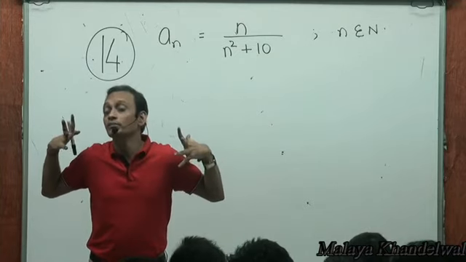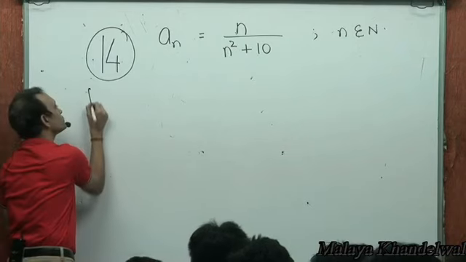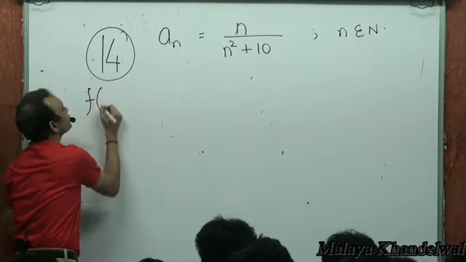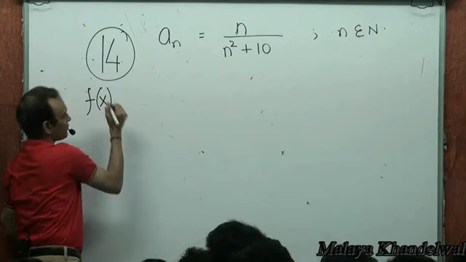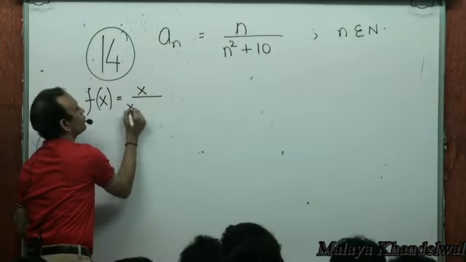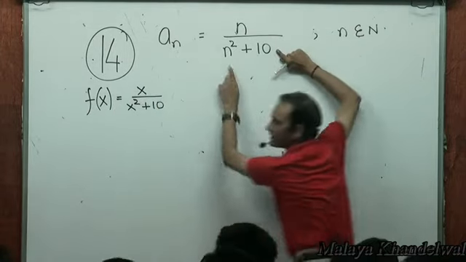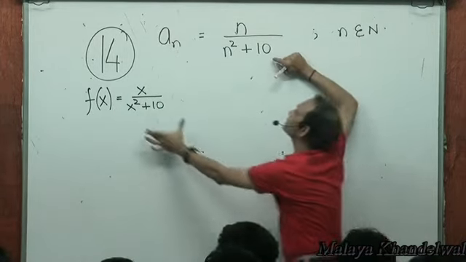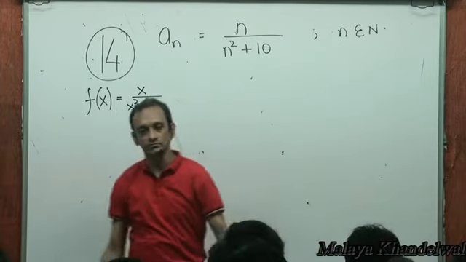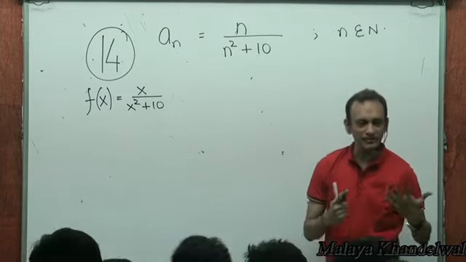But what I do is, I create an extension of this. I create a continuous function out of this. Let me create a function fx, which is an extension of an. An will be a subset of this. Fx, which is like x by x square plus 10. The only difference is, the domain of this is n is a natural number only. The domain of this is all real x. That's the only difference. So an will only be a subset of fx.